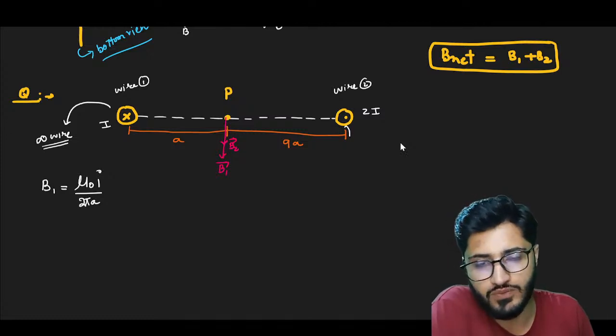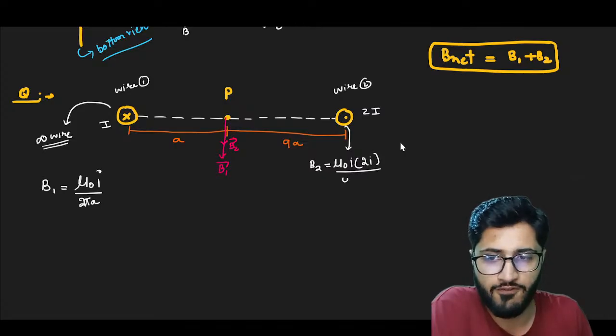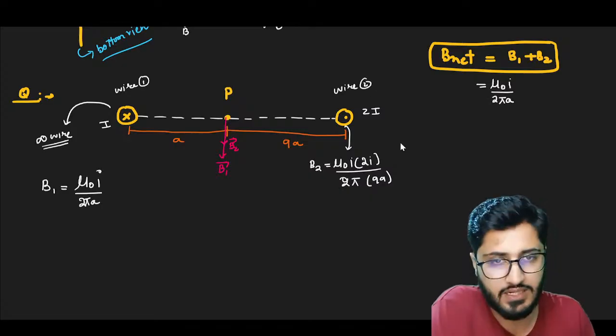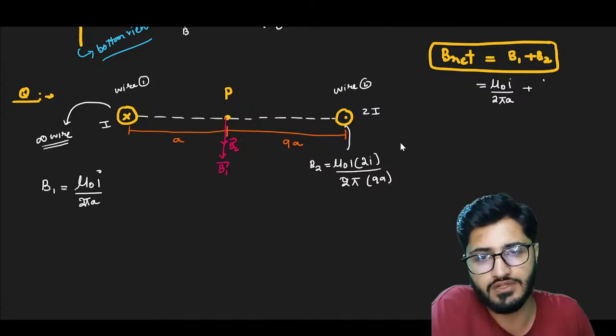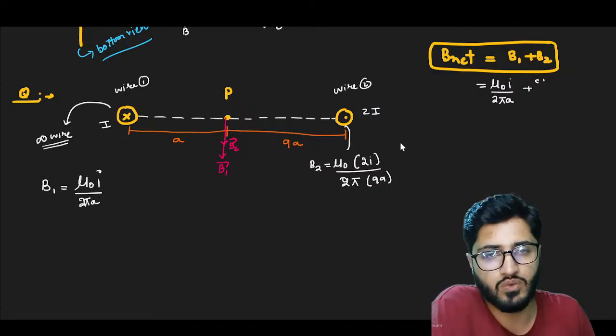Okay. Now for this one, B2, it would be mu naught into 2I divided by 2 pi. Then the place of A is 9A. Okay. Now place the values here. I can write mu naught I by 2 pi A, then plus... It is not. I'm just making these silly mistakes here. It is 2I only. I can write 2 times mu naught I divided by 2 pi into 9A.